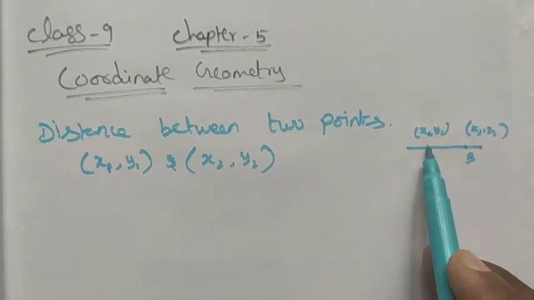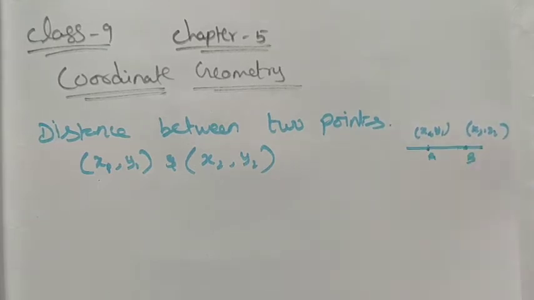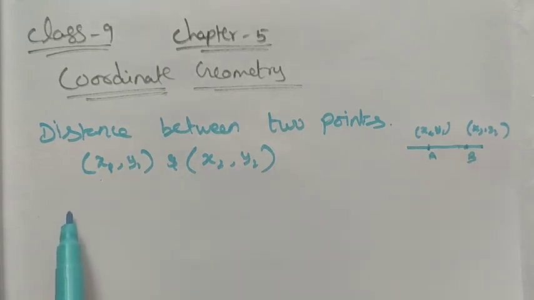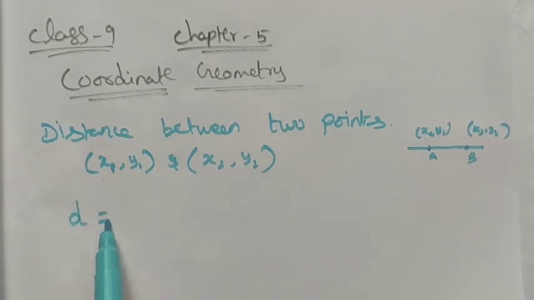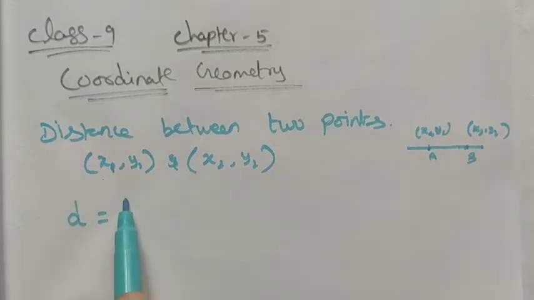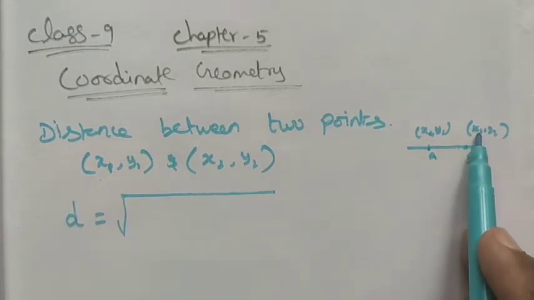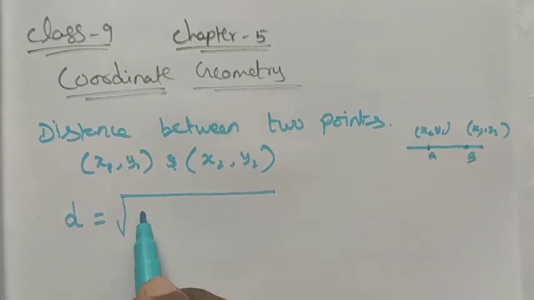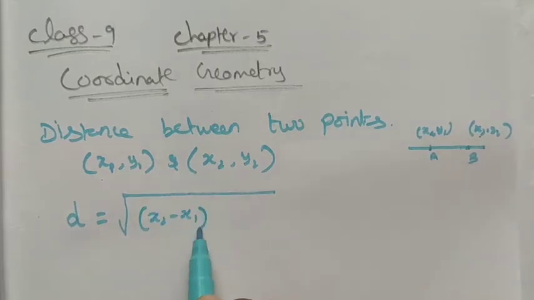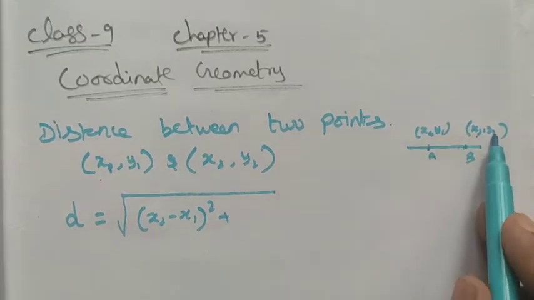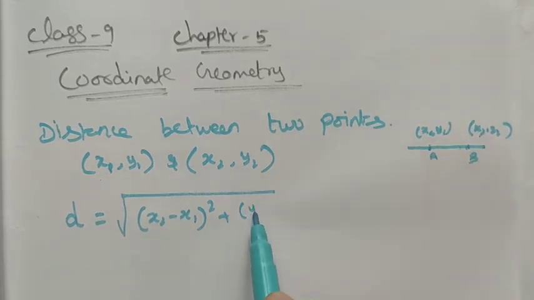Now we want to find out the distance between the 2 points, and we have the formula. The distance between the 2 points, which we denote as D, the distance formula, is root of x2 minus x1 whole square plus y2 minus y1 whole square.